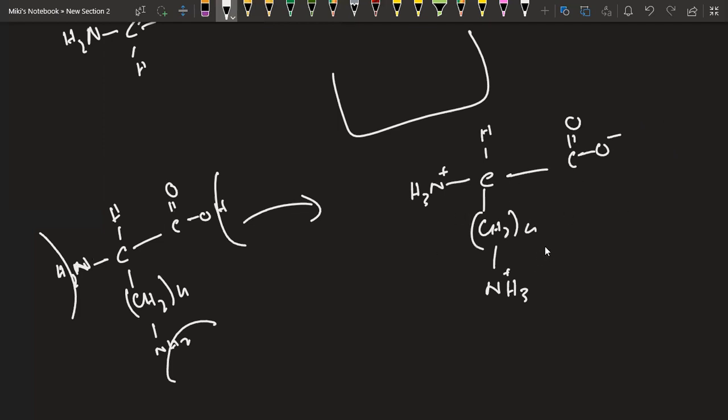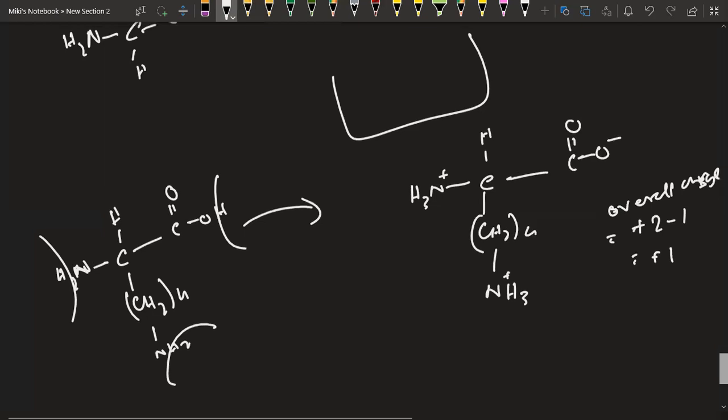That means now the overall charge is what? Two plus charges and one minus charge. That means plus 2 minus 1. Overall it equals plus 2 minus 1, which is plus 1, isn't it? Does it make sense? I hope it makes sense.